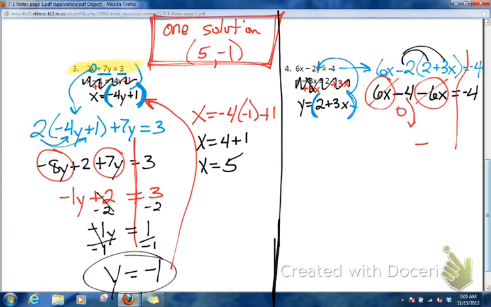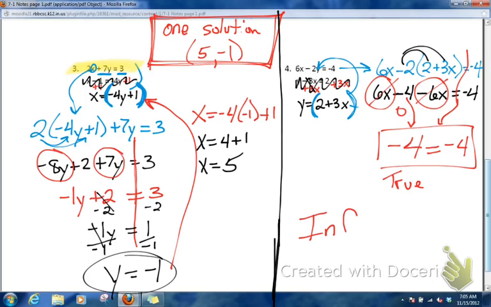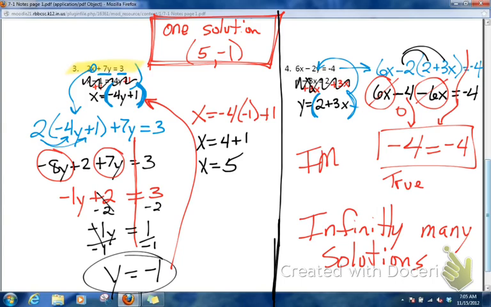So what happens is my negative 4 comes down, my equal sign comes down, and this negative 4 comes down, and I end up with this, negative 4 equals negative 4. Since that is a true statement, you know that this problem has infinitely many solutions, which I've told you guys you can abbreviate just IMS.